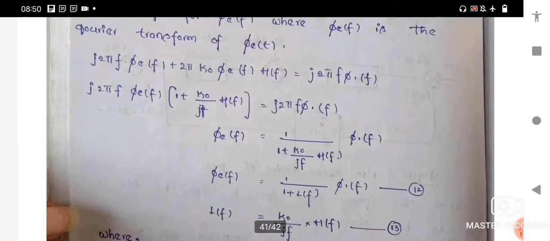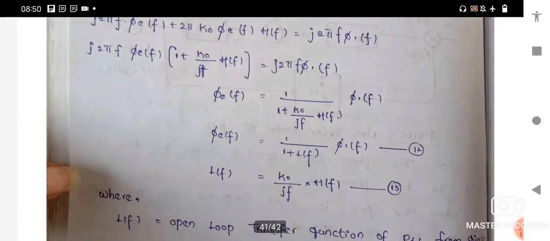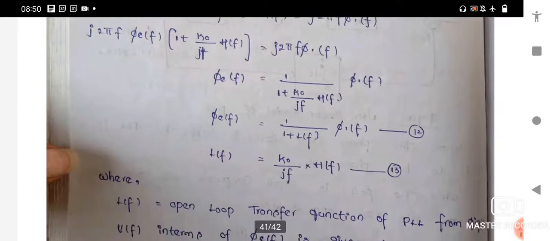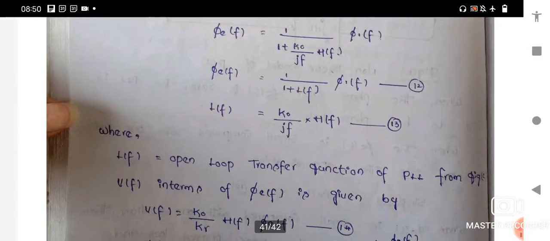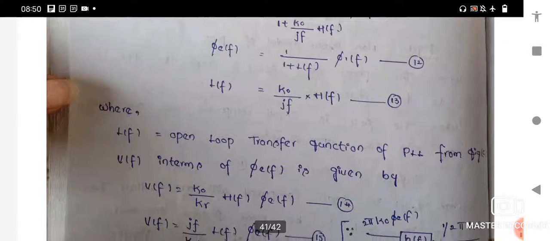So rearranging that equation, we get φe(f) equals 1 by 1 plus k0 by jf into h(f), times φ1(f). So φe(f) equals 1 by 1 plus L(f) into φ1(f). So that is represented as equation 12. Here the value of L(f) is k0 by jf into h(f), that is represented as equation 13.